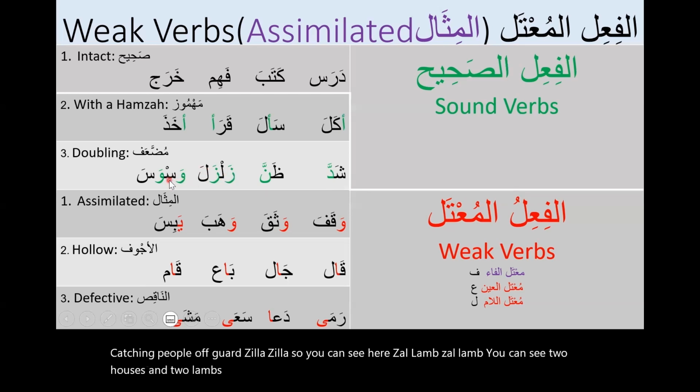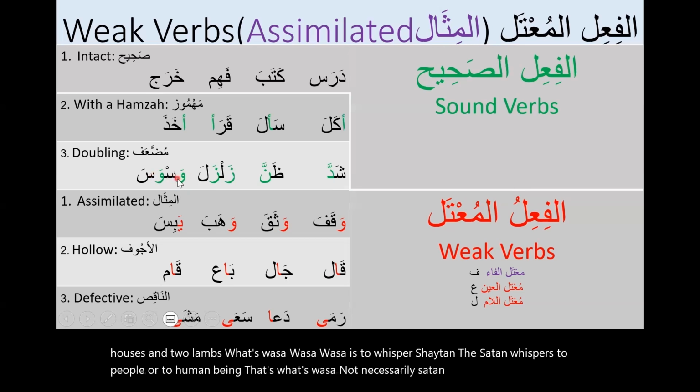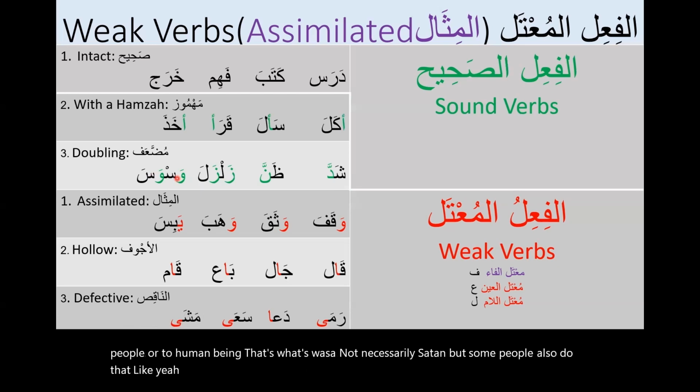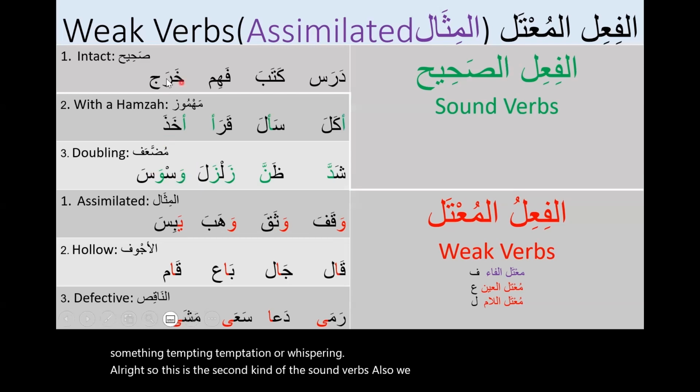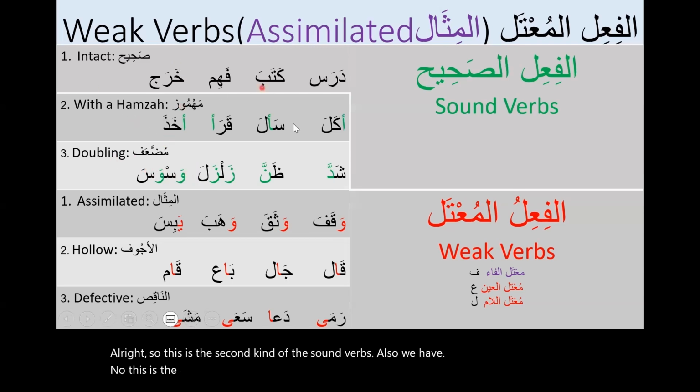Waswasa. Waswasa is to whisper, like shaitan, that Satan whispers to people or to human beings. That's waswasa. Not necessarily Satan, but some people also do that. Like, oh yeah, please don't do that. Kind of whispering to you to do something bad or something tempting, like temptation or whispering. Oh no, this is the third one. And that concludes the first category, which is the sound verb.